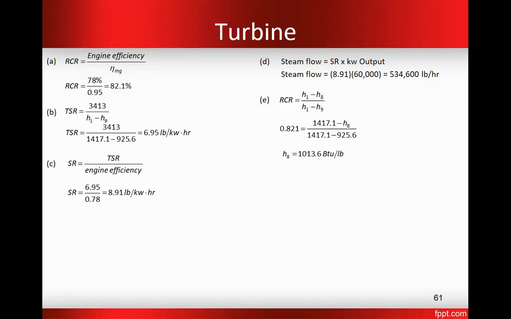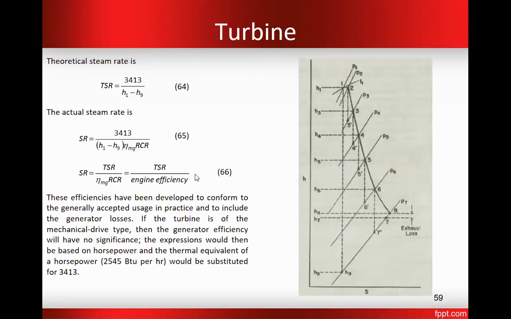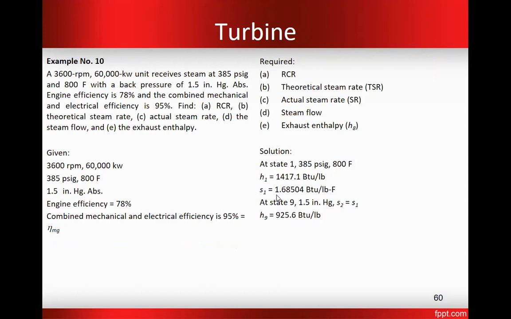E, RCR is equal to H of 1 minus H of 8 over H of 1 minus H of 9. Solve for H of 8. Insert value and 0.821 is equal to 1417.1 minus H of 8 over 1417.1 minus 925.6. Therefore, H of 8 is equal to 1013.6 BTU per pound. Ito kasi ang actual niya is hindi naka-prime. Ang theoretical niya is naka-prime. Sundin natin.